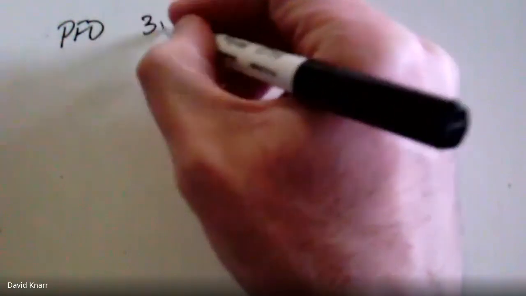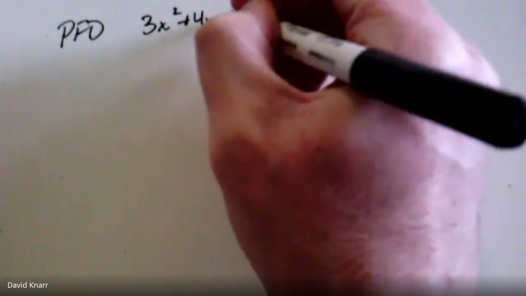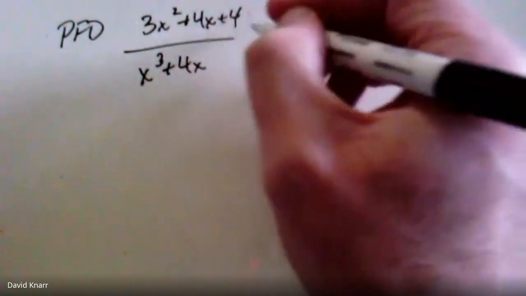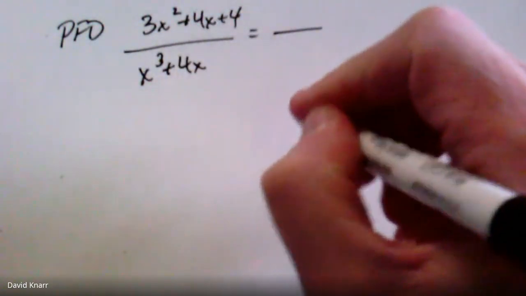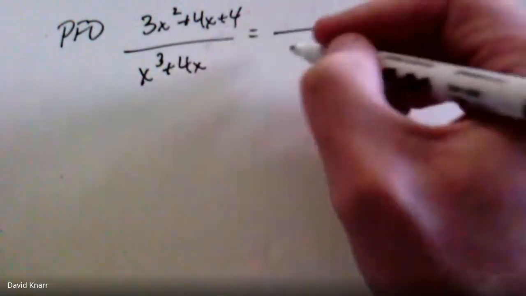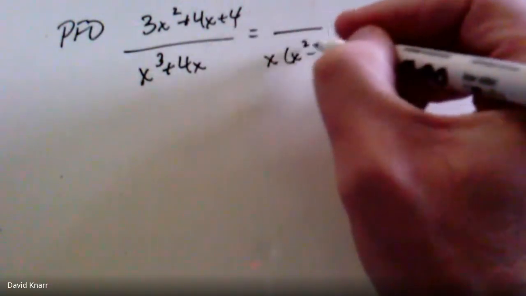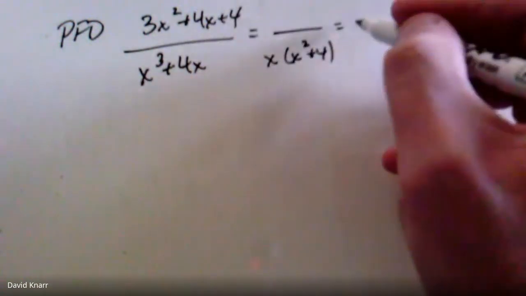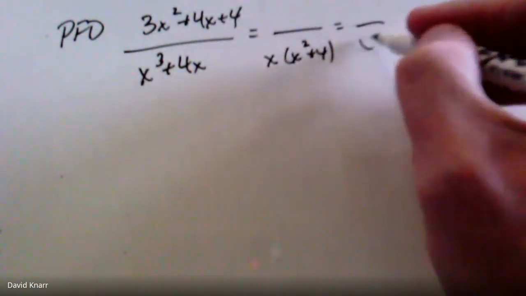All right, we're going to try partial fraction decomposition for 3x squared plus 4x plus 4 over x cubed plus 4x. The first thing you're going to do is factor. On the bottom, you can take an x out, and you get x squared plus 4. The top, I could bring it over, I'm just not going to do that.